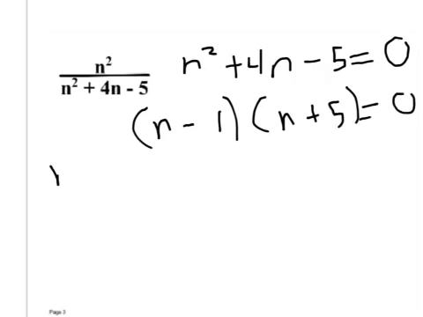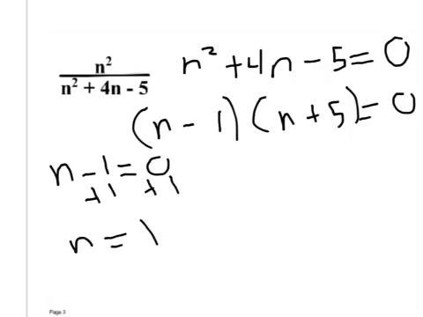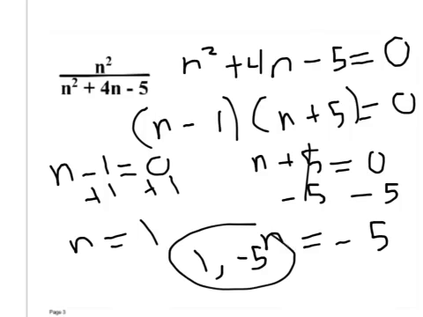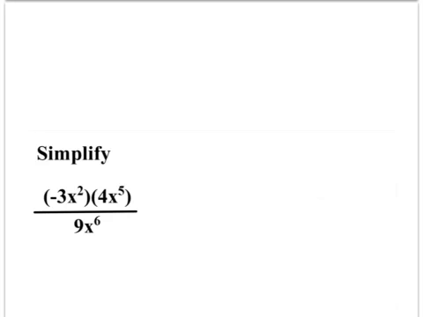n minus 1 equals 0. What would n be here? Add 1, n would be 1, right? n plus 5 equals 0. What does n have to be? Negative 5. So our excluded values are 1 and negative 5. You cannot have those on bottom, because if you plug 1 in here, you'll get 0, and if you plug in negative 5, you'll get 0. That one's a lot easier.